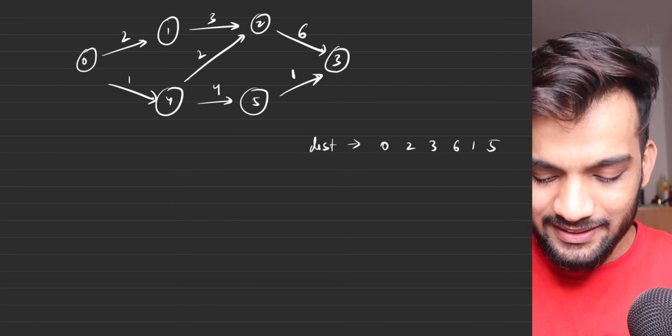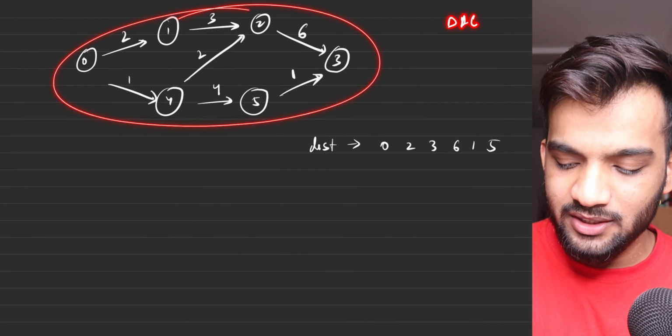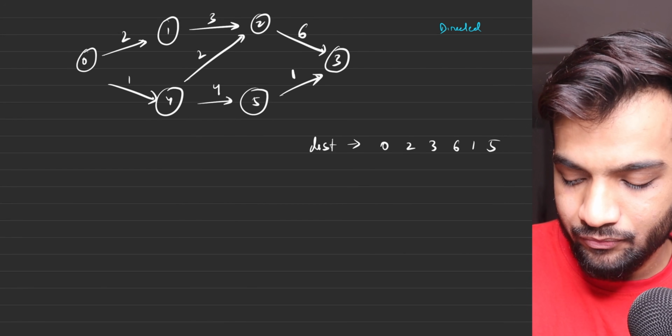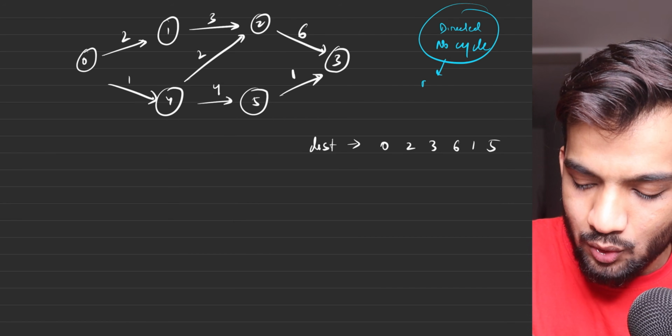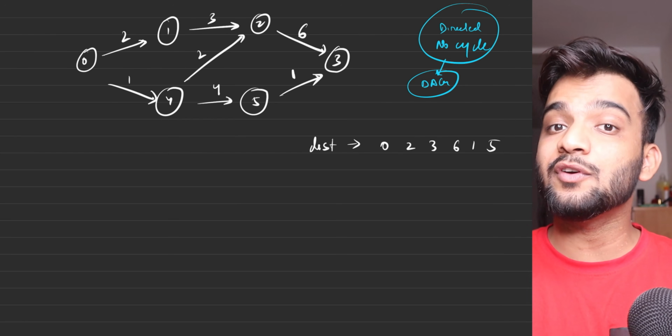Okay, so basically, what does the problem state? Given a DAG. Now, what is a DAG? If you remember, it's a directed graph with no cycles. If I combine this, then you call it a directed acyclic graph. That is the definition of it.